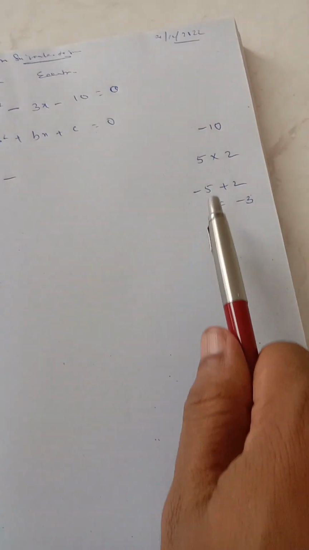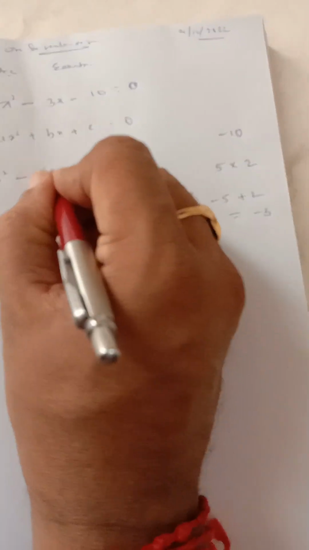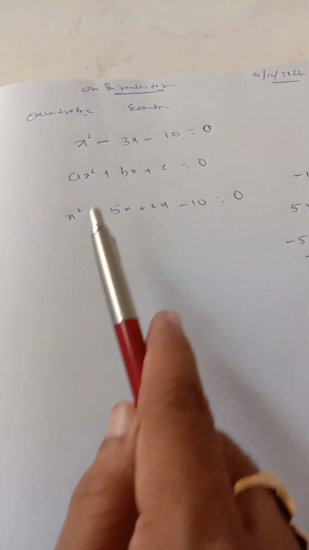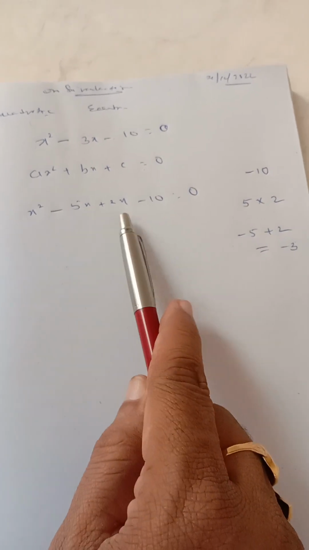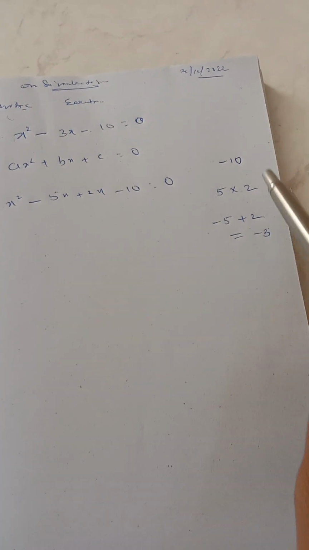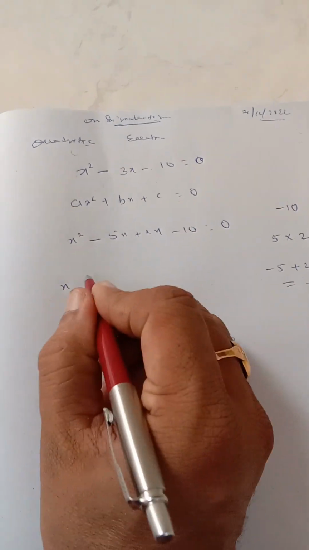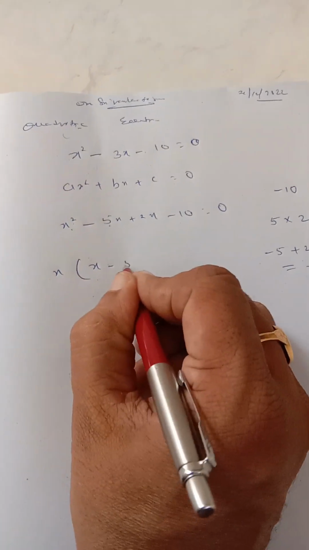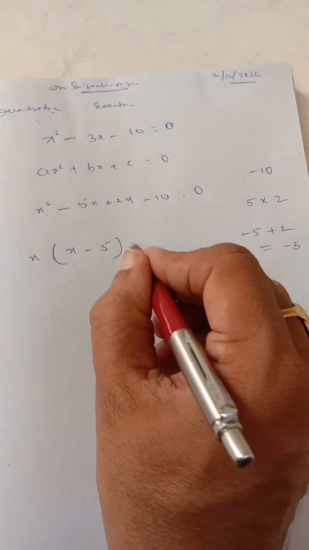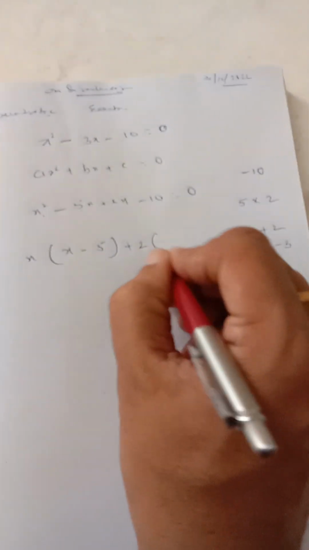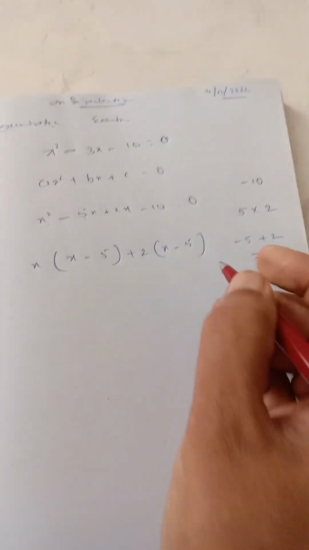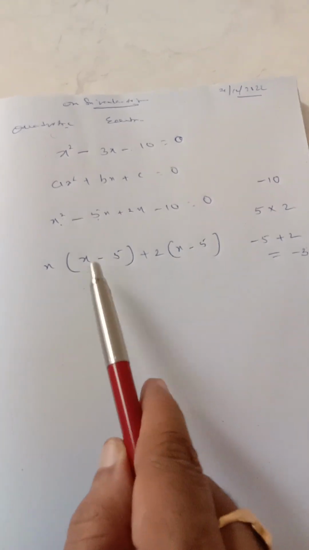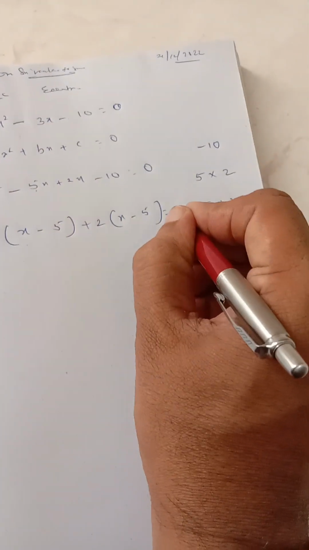x square minus 5x plus 2x minus 10 is equal to 0. So I split the middle term minus 3x as minus 5x plus 2x. This minus 5 and 2 I have taken from the factors of this 10. So now x I can make common from these two. If x is common, one x is remained, x minus 5, this x gone outside, plus here 2 is common between these two, again x only remained, minus 5. If you are doing splitting up of the middle term, these two will come like this, is equal to 0.